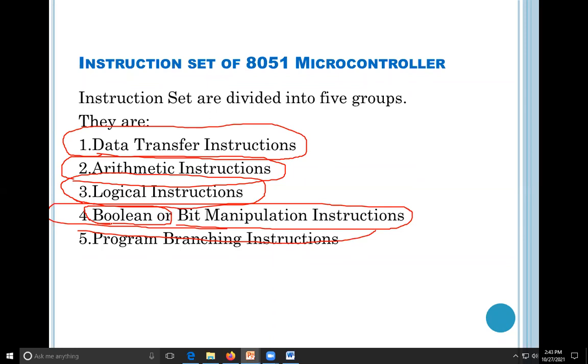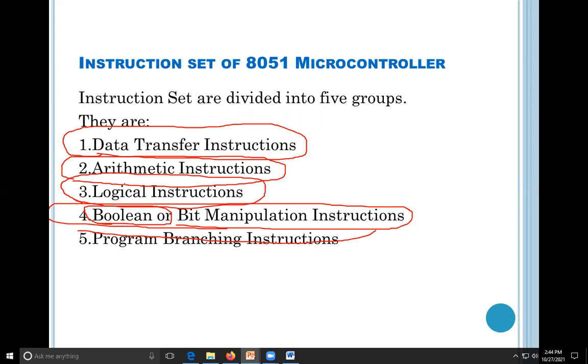Boole was a scientist who designed boolean algebra, which is used to reduce the circuit, to use fewer gates to design an electronic circuit. For that purpose he designed boolean expressions and boolean laws. So in these instructions we work with only a single bit. So it is a bit manipulation instruction.